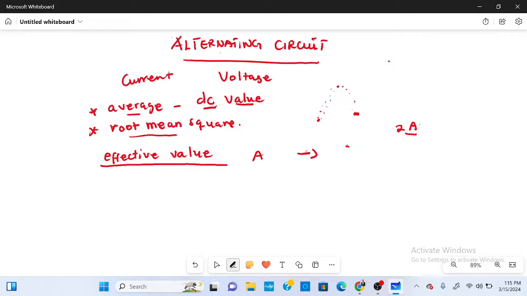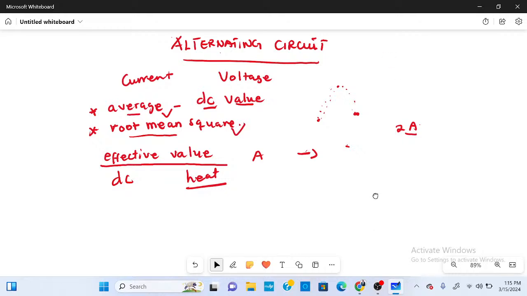So when you say effective value or the root mean square value, all that you mean is that it is the value of the direct current that, when flowing through a given resistance for a given time, will produce the same heat. So we are using heat as a quantity for the effective value. So it is the DC value which, upon flowing through a particular resistance at a given time, will produce the same heat as the alternating current.